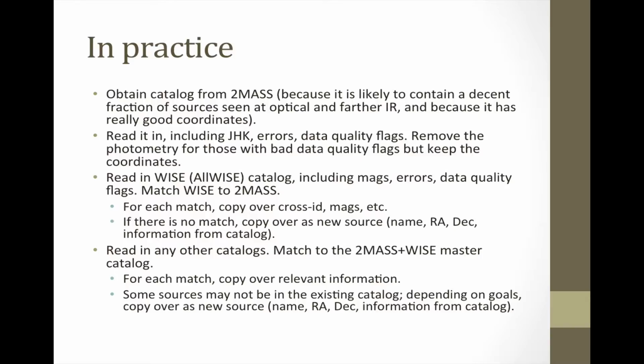Then I read in the WISE catalog, which includes the magnitudes and errors and data quality flags for all 4 WISE bands, match them together, and then for each one of the matches that I find, I copy over the cross IDs and the magnitudes. But if there's no match, I create a new source in my catalog. Then I do that again for any other catalog. I'm going to match to this combined 2MASS plus WISE master catalog, and for each match I find, I copy over the relevant information. Some of the sources that I want to add into this may not be in the existing catalog, and depending on the goals, I may add them as new sources, or I may just let them go.